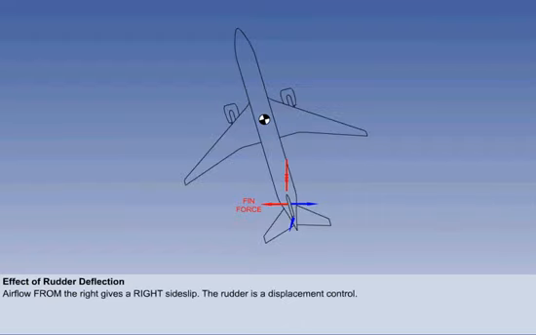You have seen that to hold a constant side slip angle, the rudder must remain displaced from neutral. Therefore, like the elevator, the rudder is a displacement control.